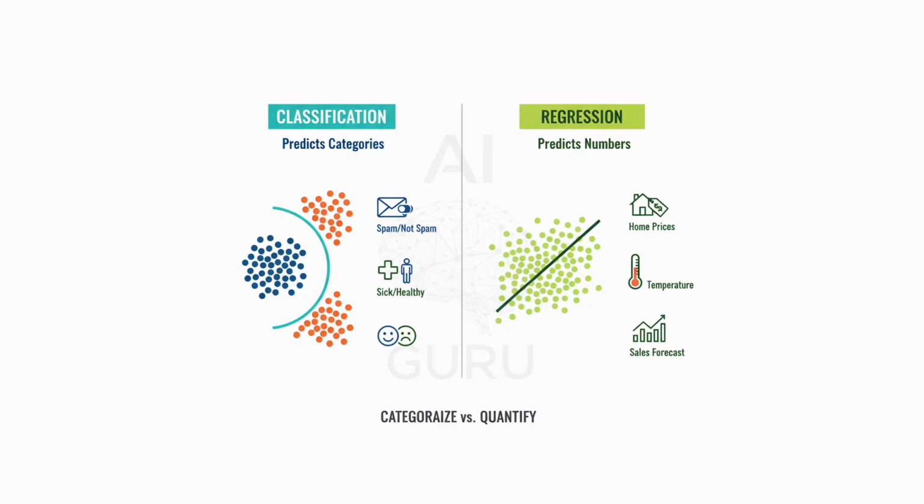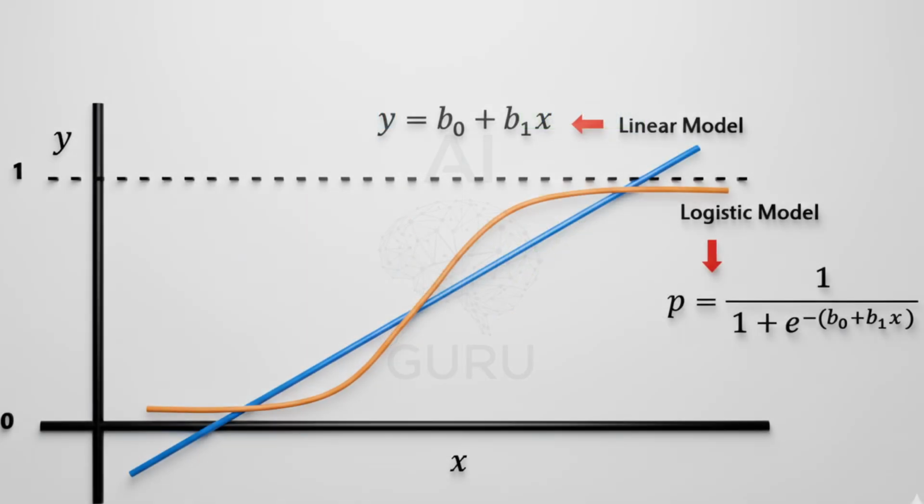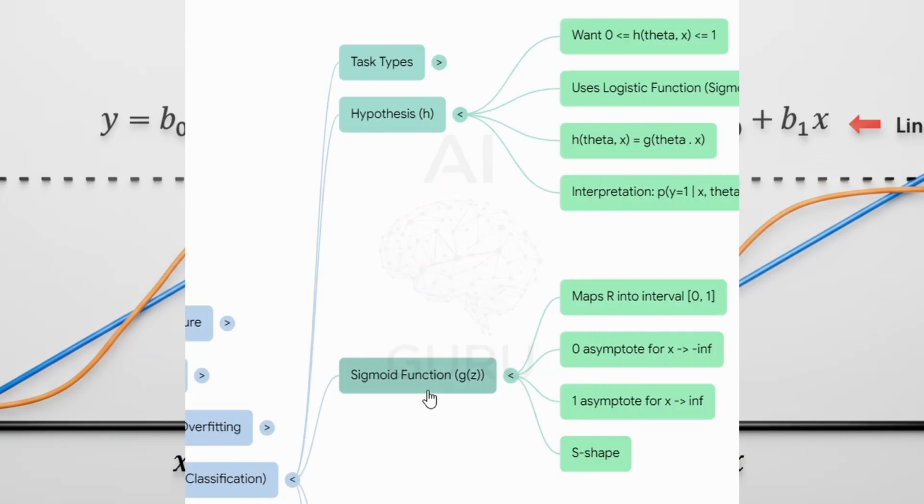Exactly. For classification, especially binary, two-category classification, we need the output to be a probability. It must be between 0 and 1. A straight line from linear regression goes off to infinity. It doesn't respect that 0 to 1 boundary. So how do we fix that? How do we squash the output?